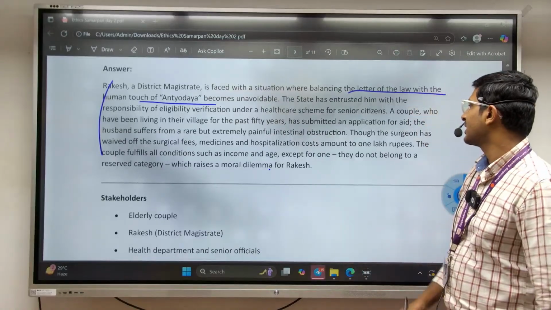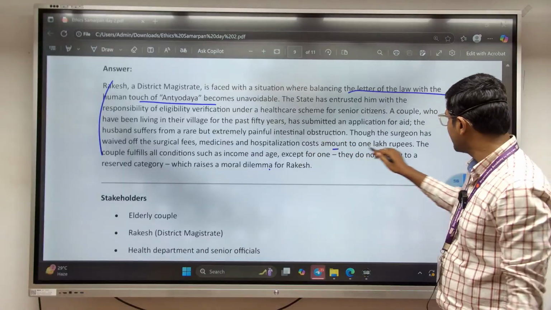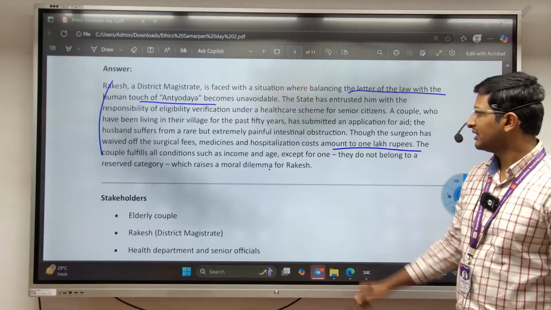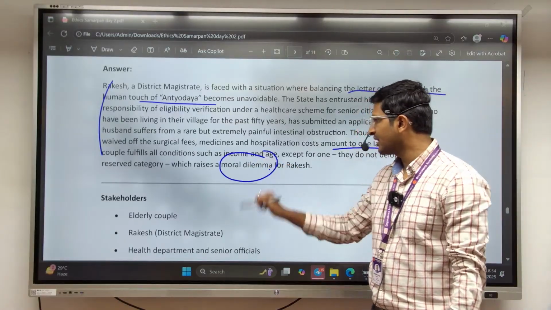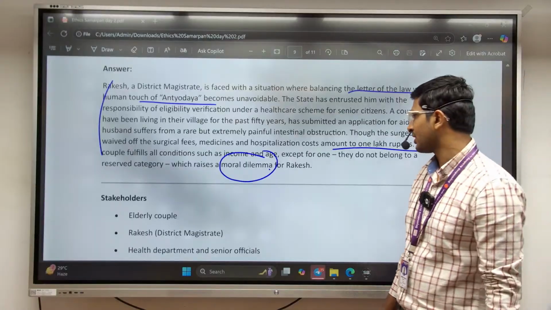Okay, that is unavoidable, you have to help them. Okay, so even with the surgeon fees being covered, a cost of 1 lakh rupees is still coming. So of course it is going to create a moral dilemma for Rakesh. Okay, so that much in introduction you are talking about.